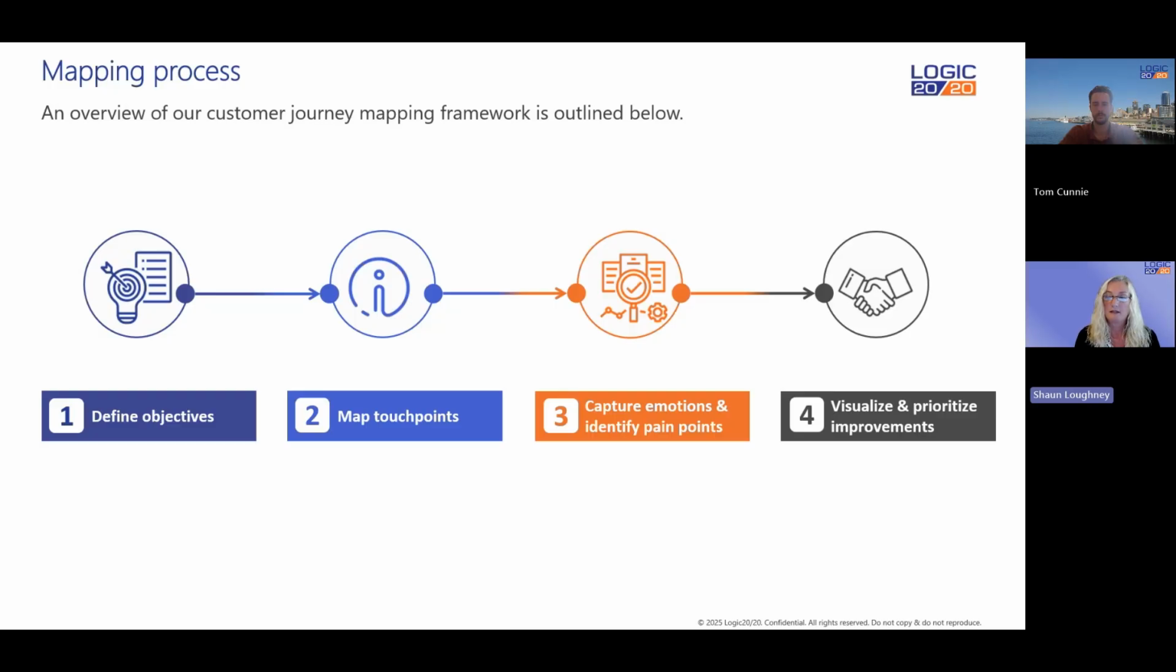The last step is to visualize and prioritize your improvements. Once you've created your journey maps and you have the insights that you are learning about that particular role or individual, then you want to prioritize the improvements and make an actionable roadmap for the changes that you're expecting.